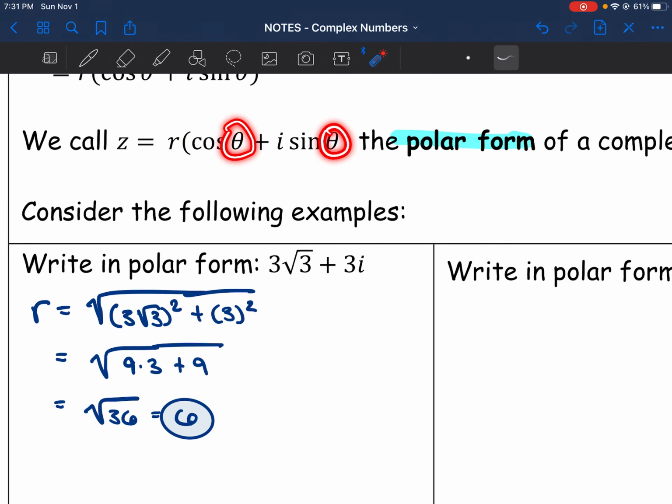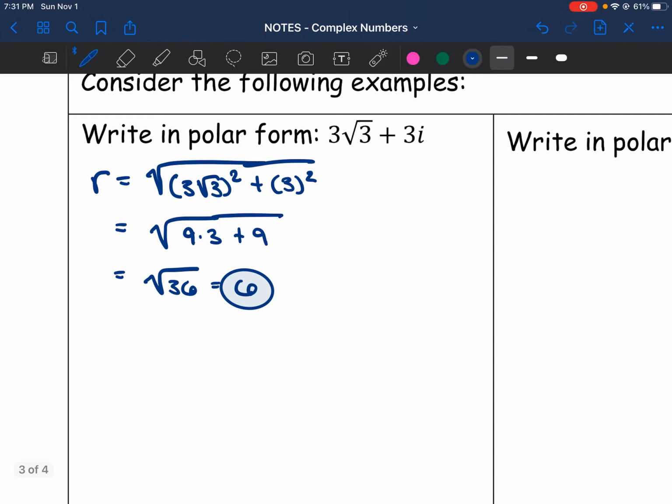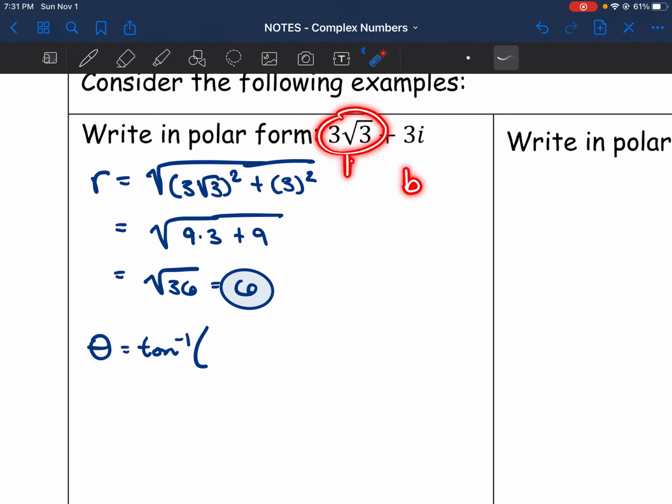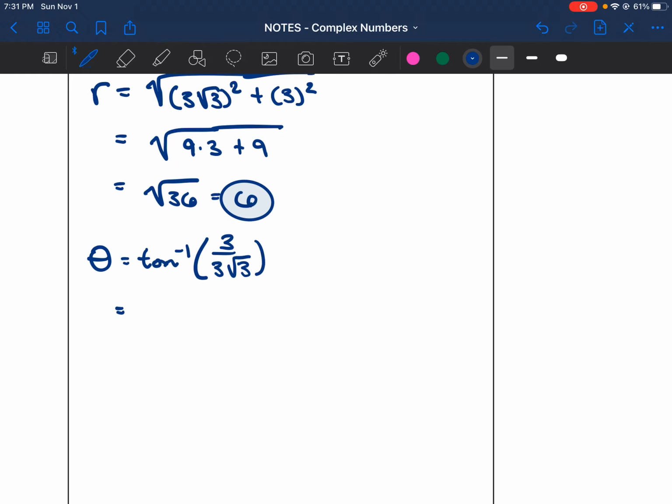We also need theta. So we know that theta is simply the inverse tangent of the b term divided by the a term. Again, b is right here. It's 3. A is right here. It's 3 square root of 3. So we're going to do the inverse tangent of 3 over 3 square root of 3. Well, this is just the inverse tangent. Let's see. 3 and 3 reduce with each other. It becomes 1 and 1. So this is just the inverse tangent of 1 over square root of 3.